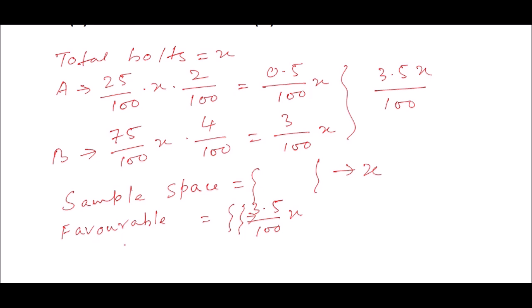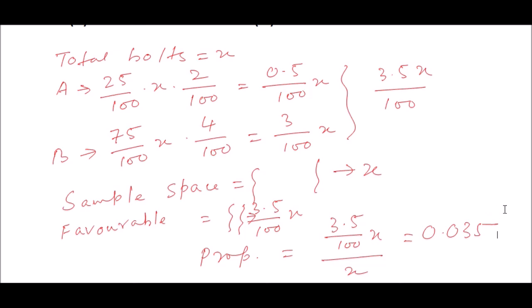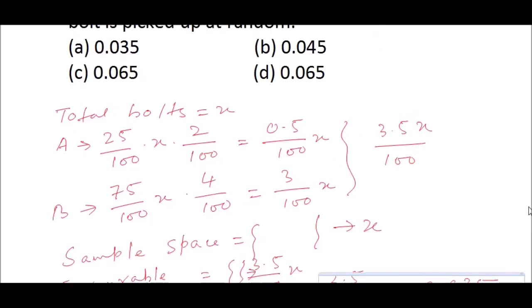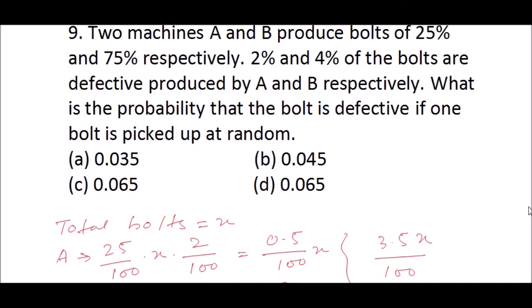Therefore, what is the probability? Therefore, the probability will be favorable, 3.5 divided by 100 X, divided by X. Therefore, it is equal to 0.035. Therefore, option A is the correct option. You can see option A is the correct option.